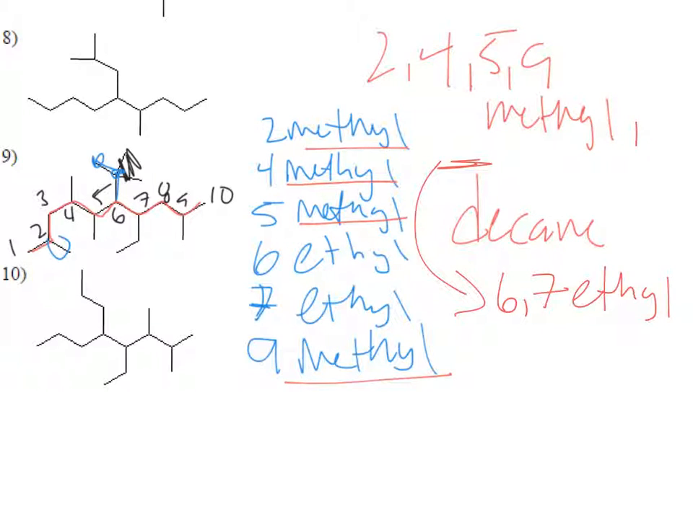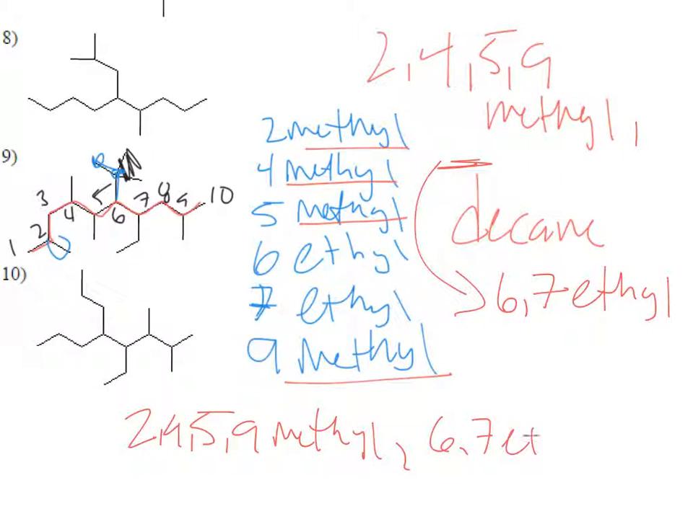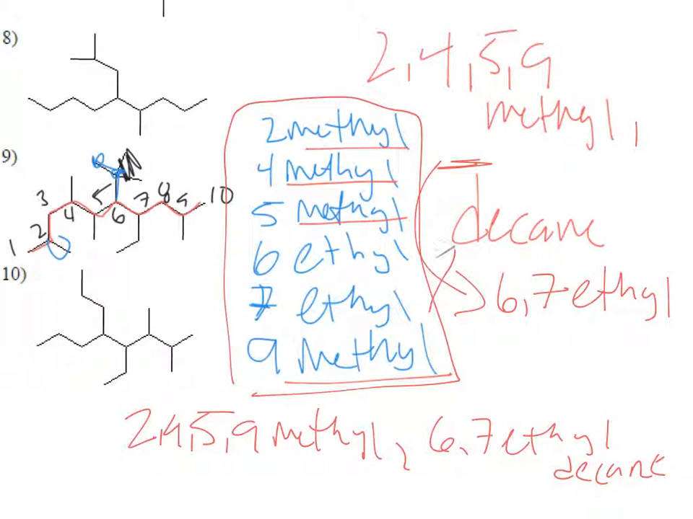So again, the proper name of this molecule is 2, 4, 5, 9 methyl, 6, 7 ethyl decane. But what you should have gotten in your homework was this version, because that's all we've talked about so far. But I'm kind of adding a little bit to it for you.